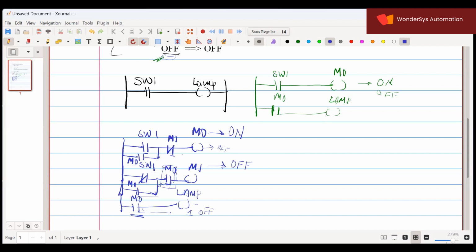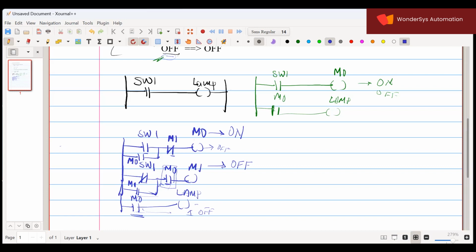Ma'am, here we are using M0 address 3 times. Why? Yes, memory addresses can be repeated as many times as possible, even at the input side, even at the output side. There is no restriction for memory address usage. There's a restriction only for input address usage.